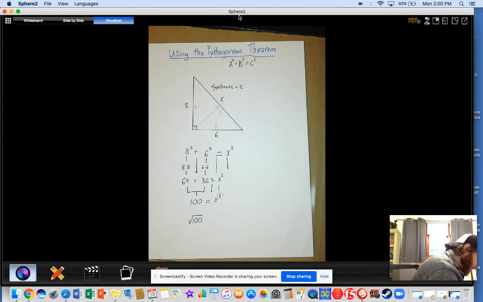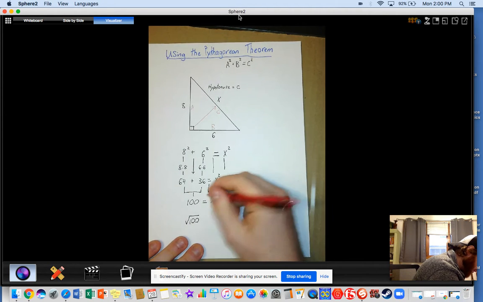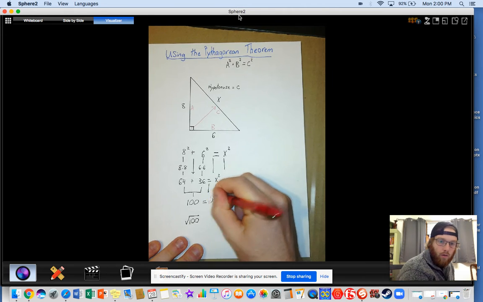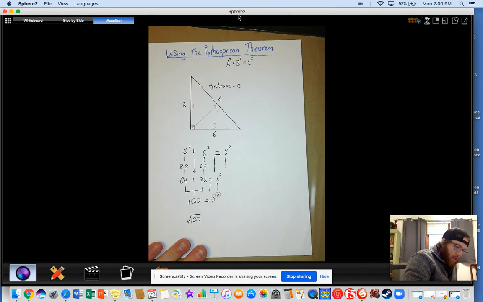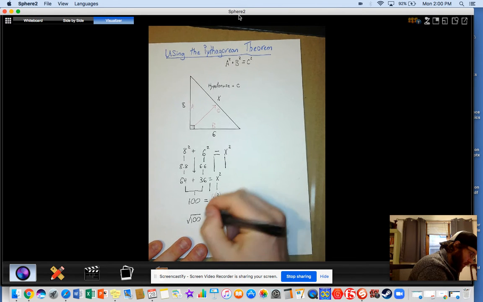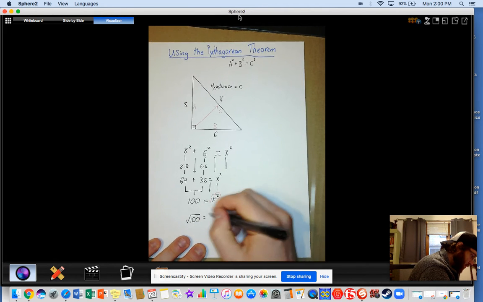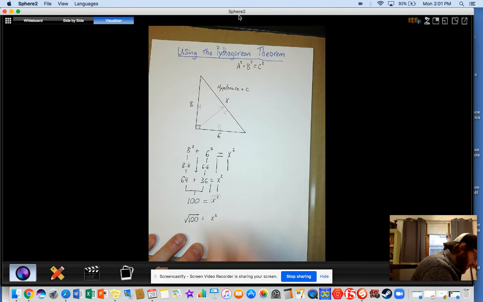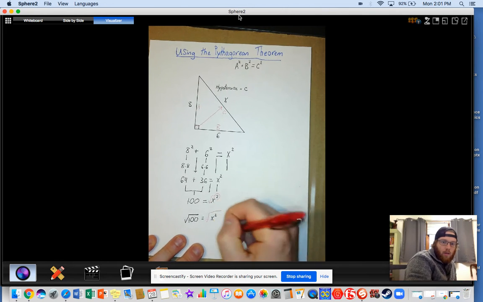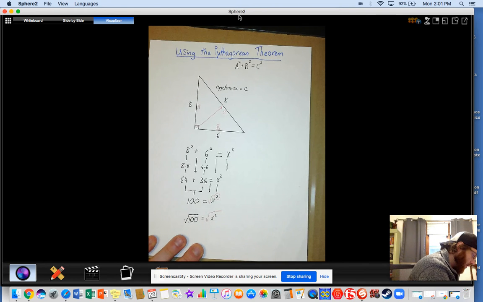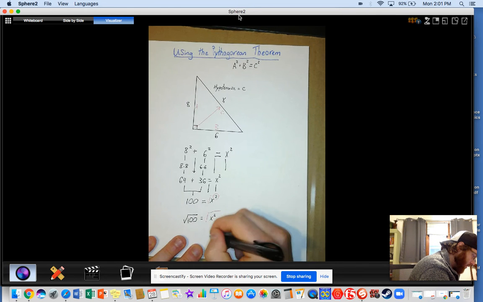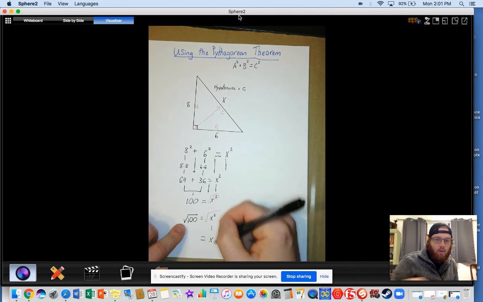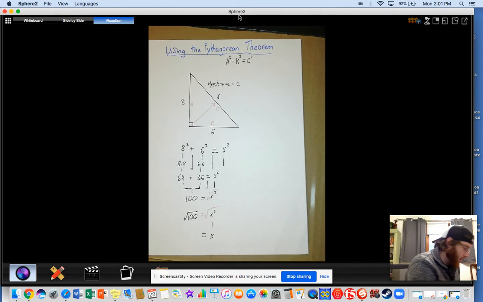You could think of it like this. When I put the square root over it, the square root of x squared will just convert to x. And we'll have to figure out what the square root of 100 is.